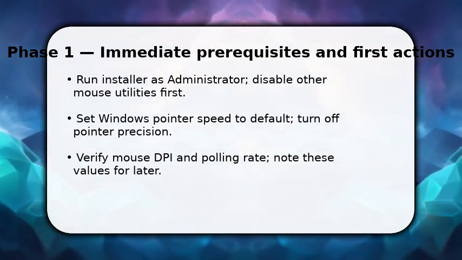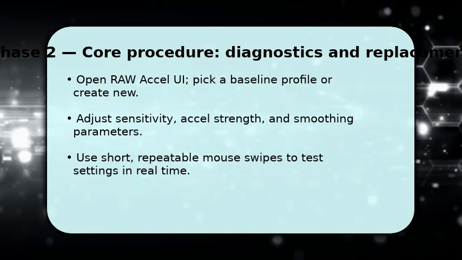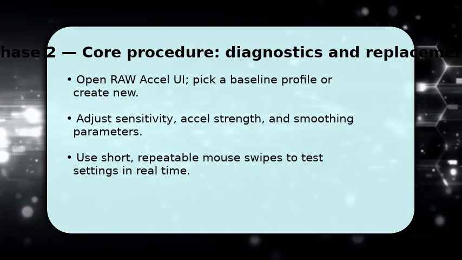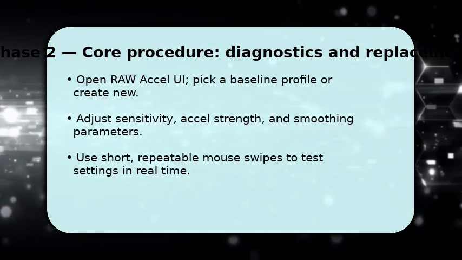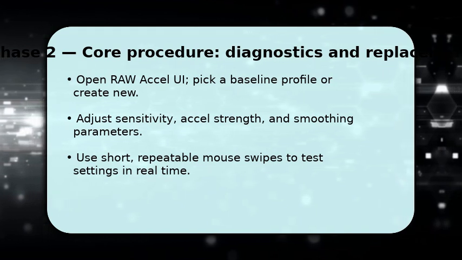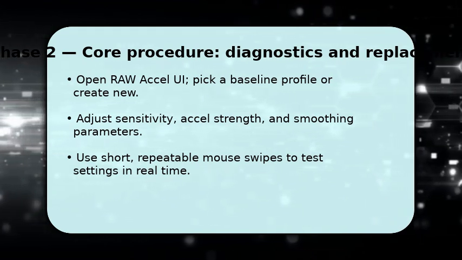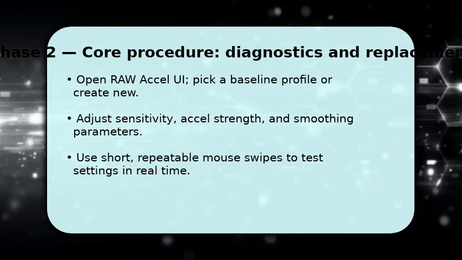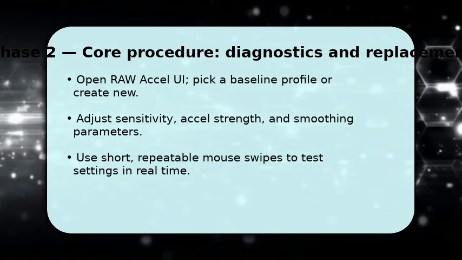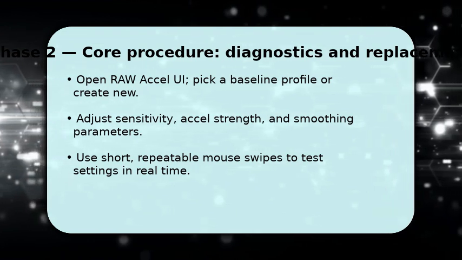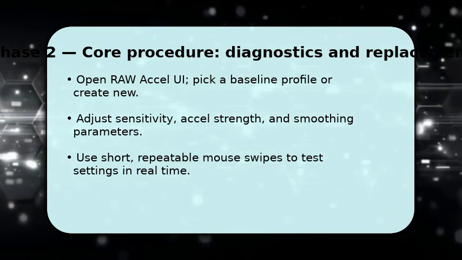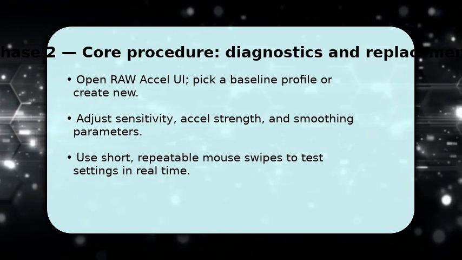You will now build the core curve. Open the RAW Accel interface and create a profile tied to a game or global use. Next, tweak sensitivity, acceleration strength, and smoothing. Start small, then increase until movement feels natural. Make short, repeatable swipes to observe how the cursor responds. This immediate feedback reveals overcorrection or lag.